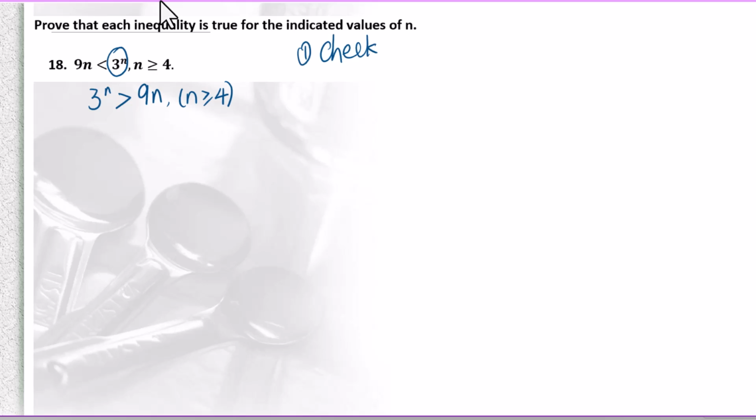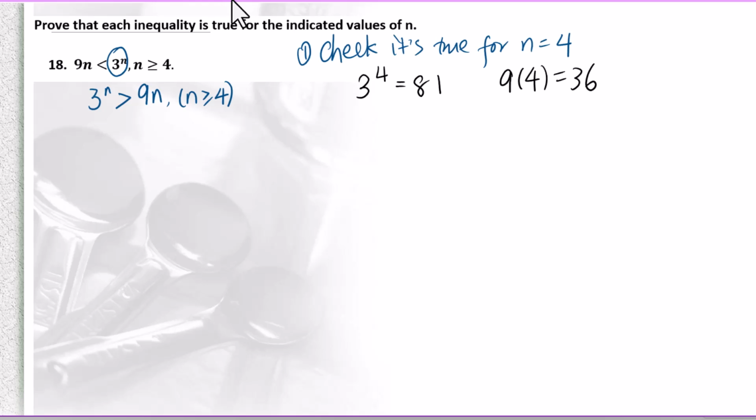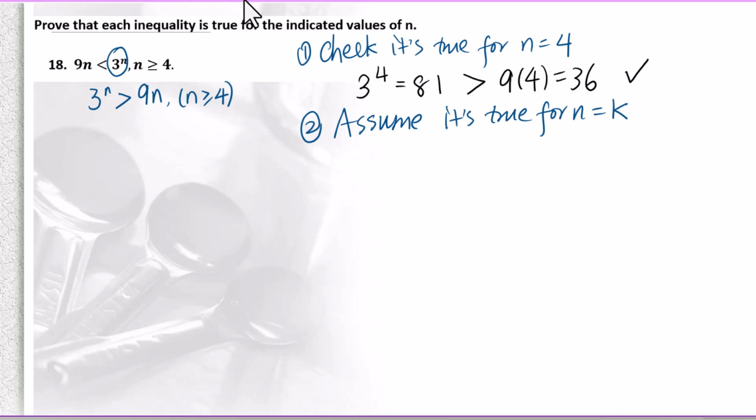Check it's true for n equals 4. 3 to the 4th power equals 81. 9 times 4 equals 36. So 81 greater than 36. It's true. Second step, assume it's true for n equals k, which is 3 to the kth power greater than 9k. Do not forget the domain k greater than or equal to 4.